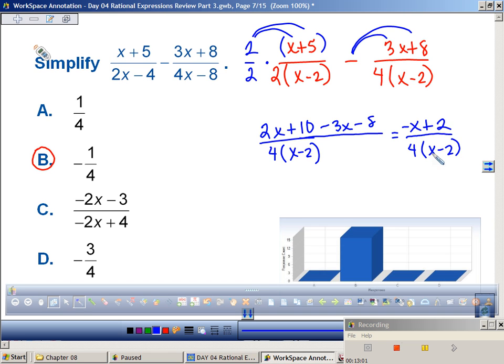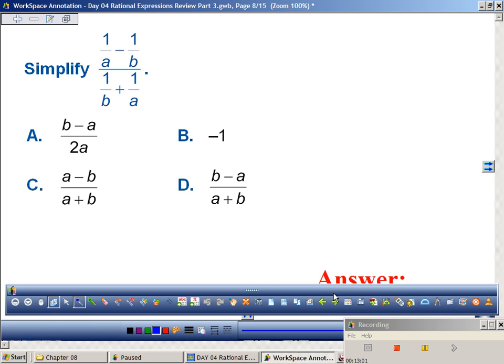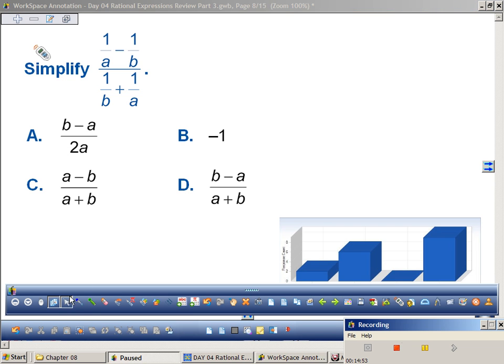X, negative x. They're opposites. Positive 2, negative 2. They're both opposites. Therefore, I can pull a negative out and I get, right? These cancel, and we're left with negative 1/4. Good job, guys. I got one more for you to do. Ready? Yay! Complex fraction. Okay, do this one.